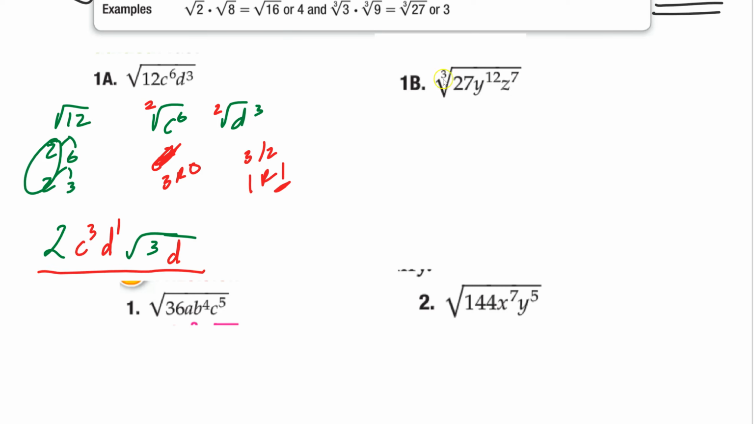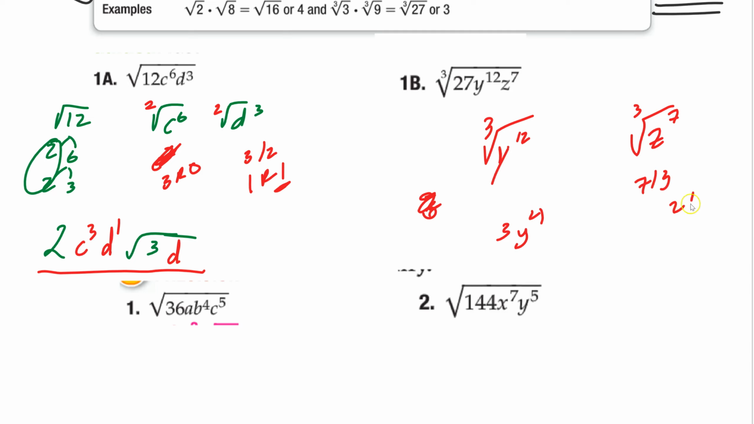Let's do the same thing with this one. Cube root of 27, that's just 3. And then we're going to have cube root of y to the 12, and the cube root of z to the 7. I'll write that 3 down here, a little space. So 12 divided by 3 is 4, so y to the 4th on the outside. Then here we go, 7 divided by 3. That is 2 remainder 1. So we're going to have 2 z's on the outside, and then the 1 on the inside. Don't forget to put a cube root there, because it is a cube root.